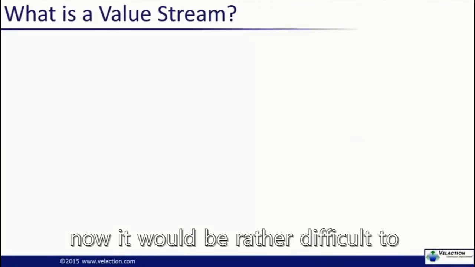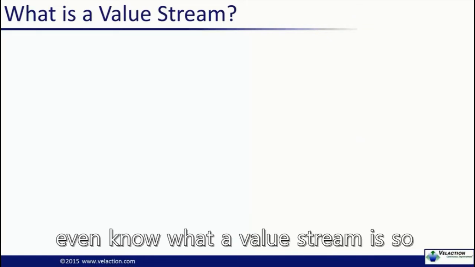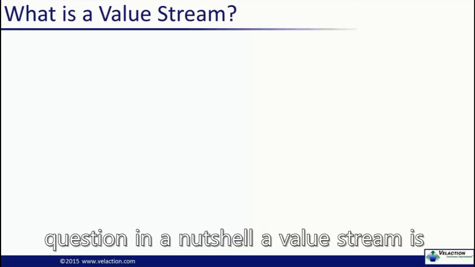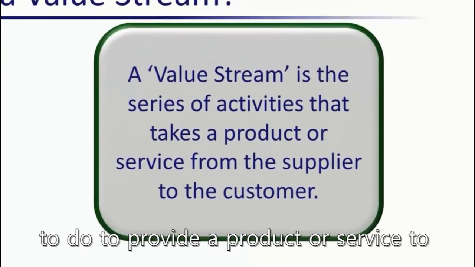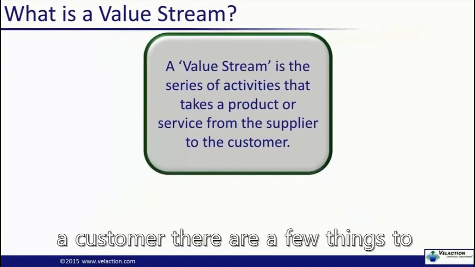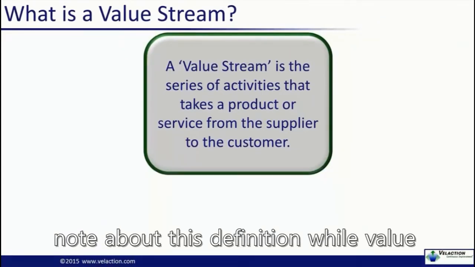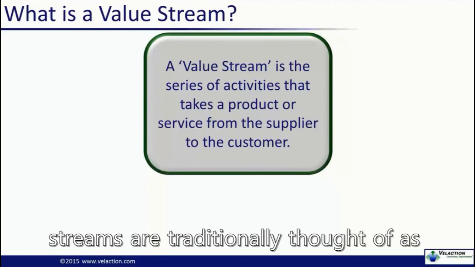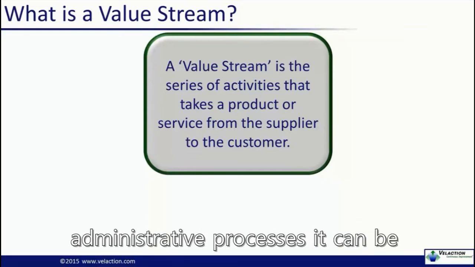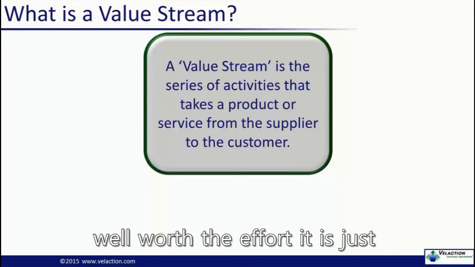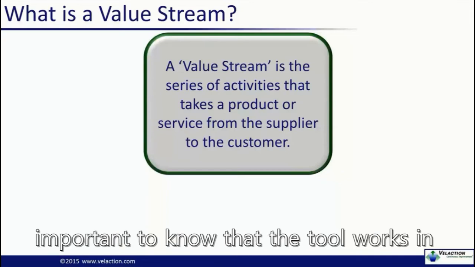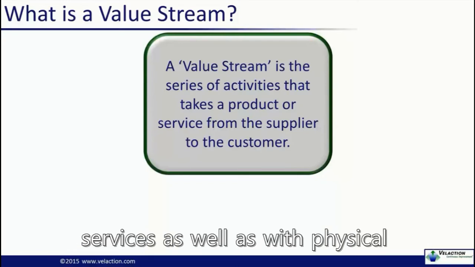Now, it would be rather difficult to create a value stream map if you didn't even know what a value stream is. So let's start out by addressing that question. In a nutshell, a value stream is the series of activities that you have to do to provide a product or service to a customer. There are a few things to note about this definition. While value streams are traditionally thought of as shop floor tools, they also apply to administrative processes. It can be tricky to apply value stream maps to office environments, but the payoff is well worth the effort. It is just important to know that the tool works in services as well as with physical processes.